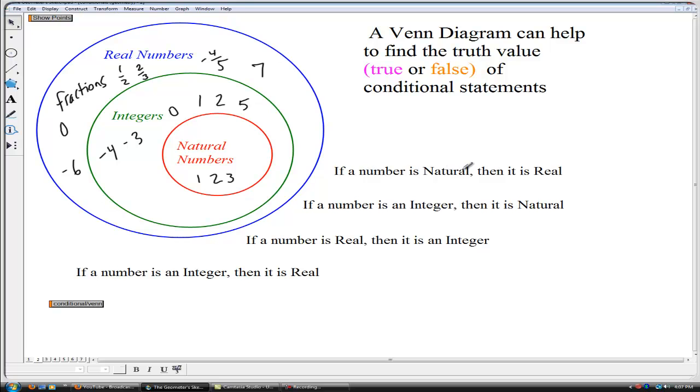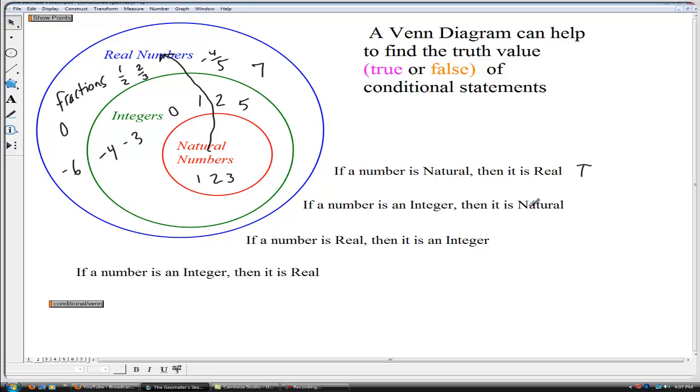So let's do some truth values. If a number is natural, then it is real. So we're starting inside and we're working outside. When we do that, we will get a true response. And you could sit here all day trying to find a counterexample to disprove this, but we just won't find one. Now let's move on to the second one.